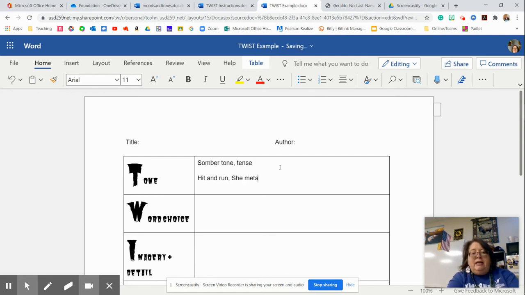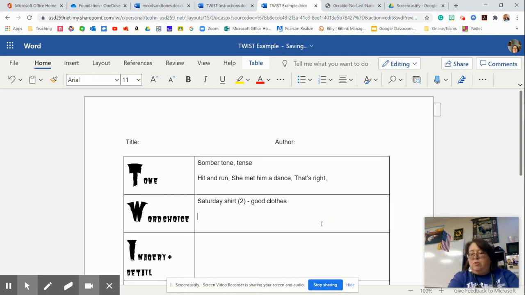She met him at a dance. Very to the point, very somber. There's not really a lot of joy in this story. And then under word choice, we have Saturday shirt, and that's in paragraph 2. That lends it that these are good clothes, right? This is not something he wears every day.